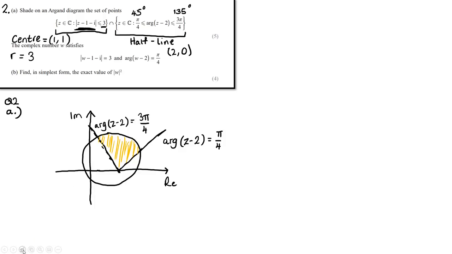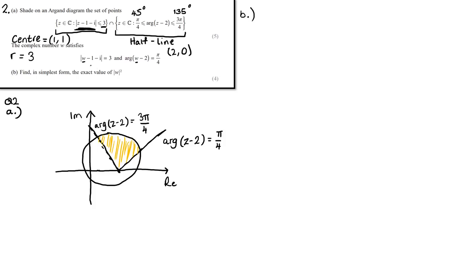So let's just take a look at part B now. For part B, we're told the complex number W satisfies these two parts here. Now, between part A and part B, the only thing that actually changes is instead of using Z here, we're using W. Same again here with the argument of Z minus 2, it's now the argument of W minus 2. So we can use part A to essentially answer part B.